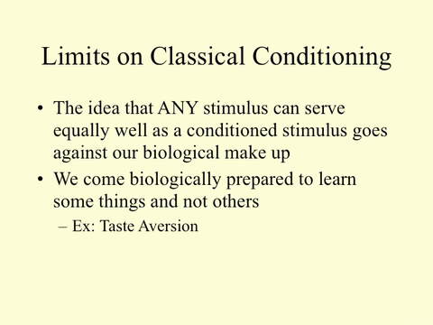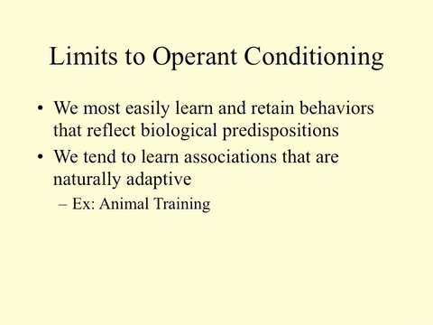And so classical conditioning works really well only on those things that are related to our biology, like sickness, pain, temperature. Think of all those examples on our worksheet. Most of them involve a conditioned stimulus that is related to biology. Same thing with operant conditioning, is that we easily learn and retain behaviors that reflect biological predispositions, right? We tend to learn associations that are naturally adaptive.